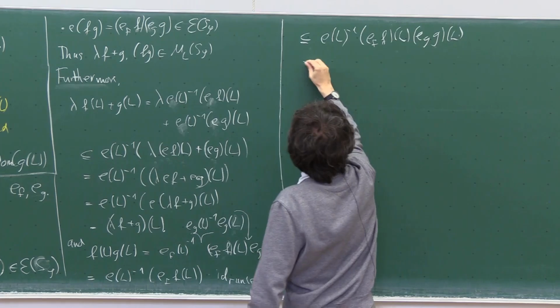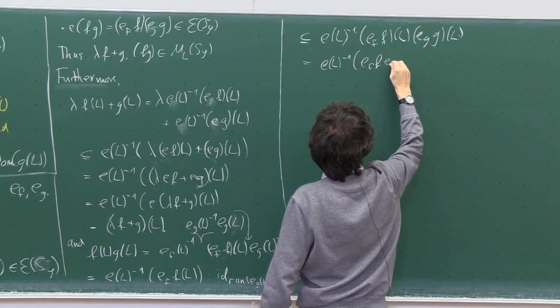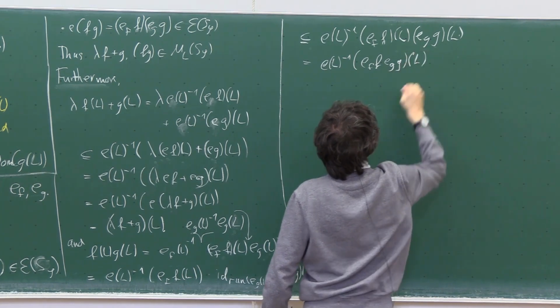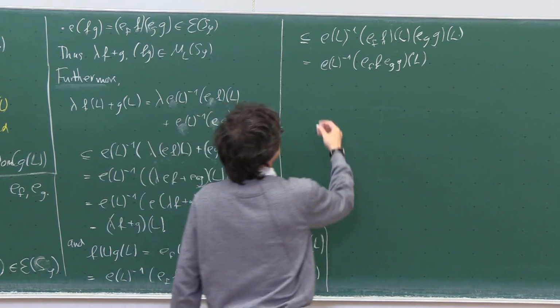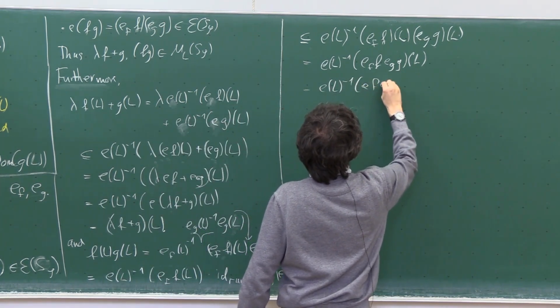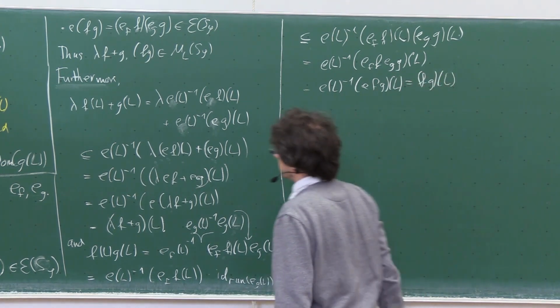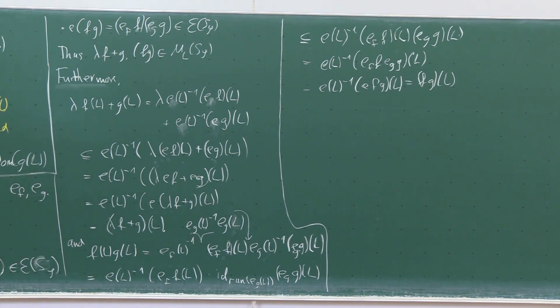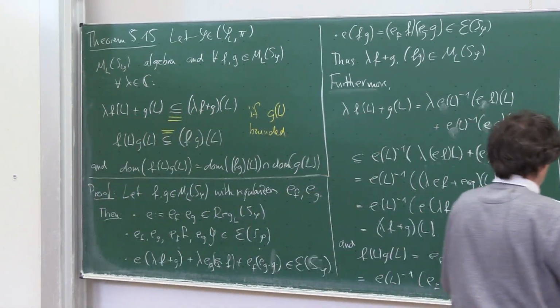So these two are in the usual Dunford-Riesz class, so you can take the multiplicativity of this one, giving you the product of EF F and EG G, which is the product of E, F, and G. So this is E of L to the minus 1 E F G of L, and this just by definition is FG of L. And we have the second inclusion.